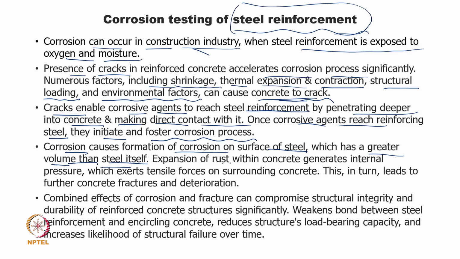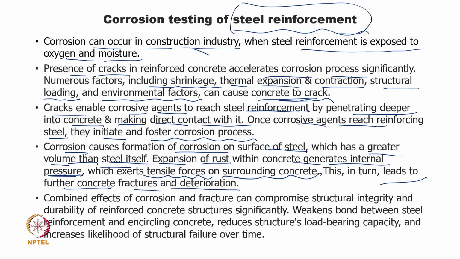So, in this case, particularly rusting, we say expansion of rust within the concrete generates internal pressure which exerts tensile forces on the surrounding concrete, and we know very well that concrete is not very good in tensile force, and that is why we go for the reinforcement. But if the reinforcing steel itself creates a tensile stress and loads the concrete, naturally that is a disaster. So, this in turn leads to further concrete fracture and deterioration.